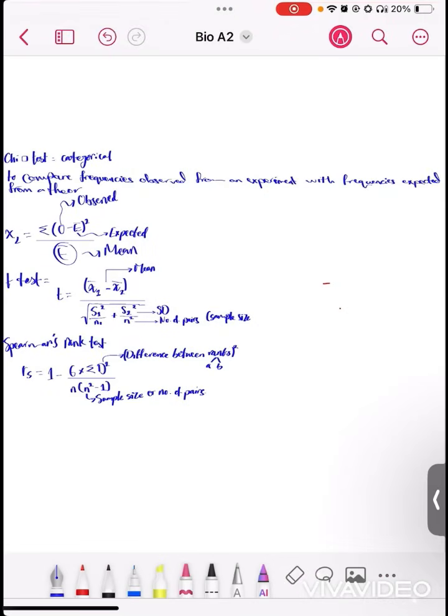These are the statistical test analyses we need for Unit 6 or for the A2 general. Here we have the chi-squared test, which is a categorical type of statistical test analysis to compare frequencies observed from an experiment with the frequencies expected from the theory. Here's the equation. Better to memorize these equations. It's χ² equal to the sum of observed minus expected, squared, over the expected.